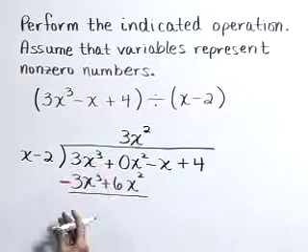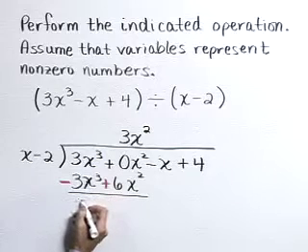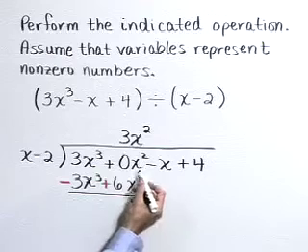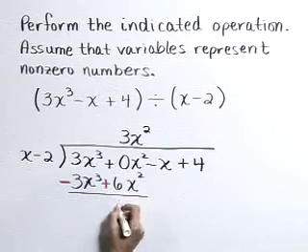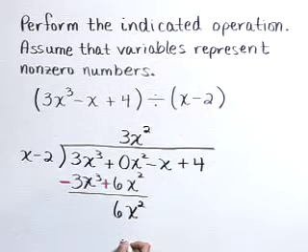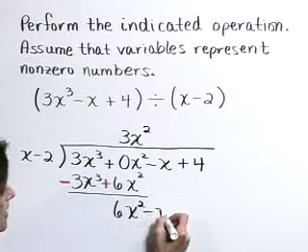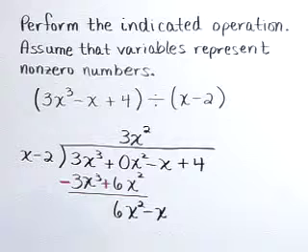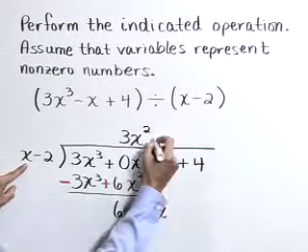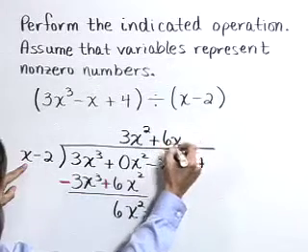So in our first column, 3x to the third plus a negative 3x to the third cancels. In our second column, 0x squared plus 6x squared is 6x squared. Now let's drop the minus x and repeat the process. X goes into 6x squared 6x times.